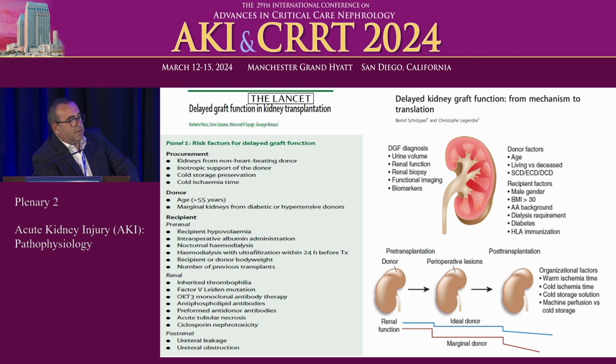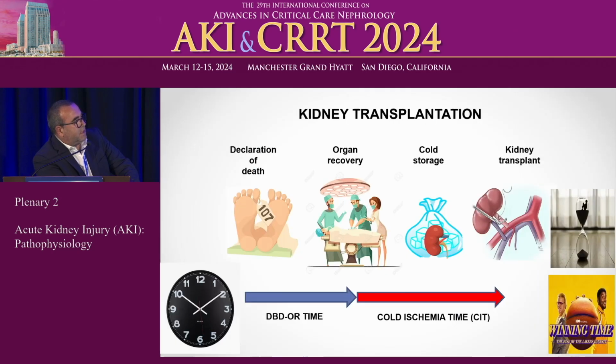We have some risk factors associated with the procurement, in particular cold ischemia time, donor age, the use of marginal kidneys, and some other risk factors of the recipient. So basically, we can have the renal function of an ideal donor, of the marginal donor, but we have an increase of the progression towards CKD and return to dialysis.